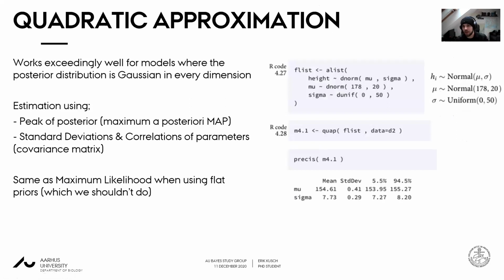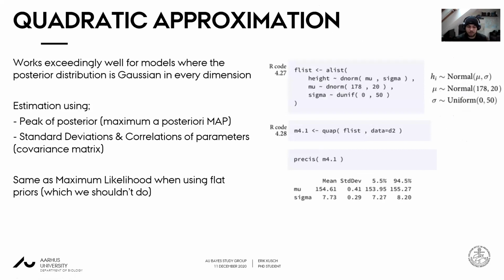And we're going to talk about right now as well. So this works exceedingly well for every model where the posterior distribution is Gaussian in every dimension. That might not always be the case, and that's when I assume we're going to move to MCMC samplers. However, for now, we're just stuck with grid approximation, for better or for worse.